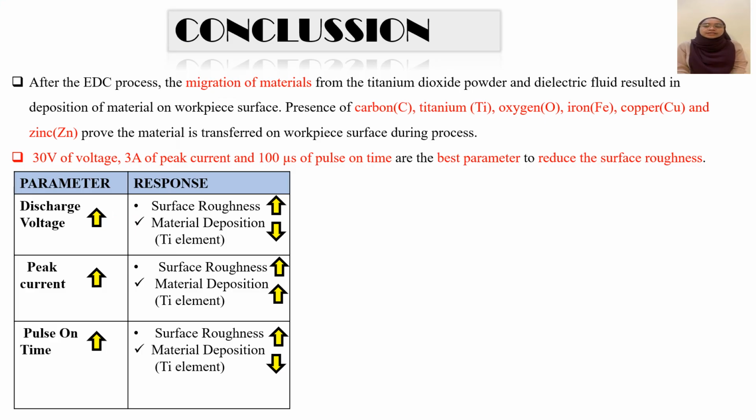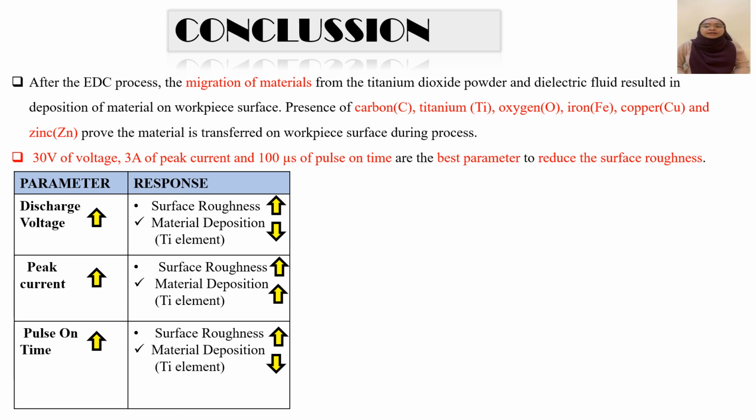Lastly is the conclusion. What I can conclude from this research is, after the EDC process, migration of material from the titanium dioxide powder and dielectric fluid results in deposition of material on the workpiece surface. The presence of 6 elements proves that the material has been transferred to the workpiece surface. Next, the best parameters to reduce the surface roughness are 30V, 3A and 100 µS based on the main effect plot in RSM. Lastly, the parameter that is most significant is the input in order to control the response.